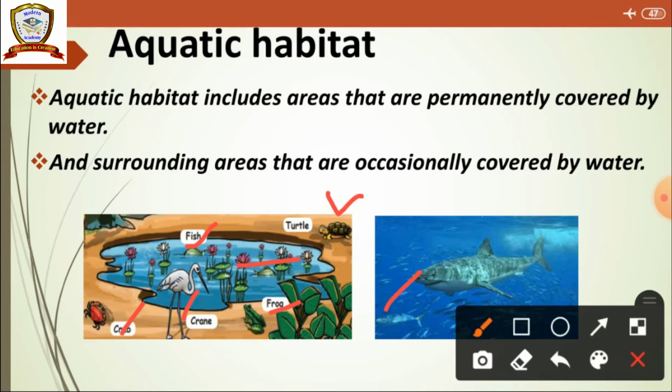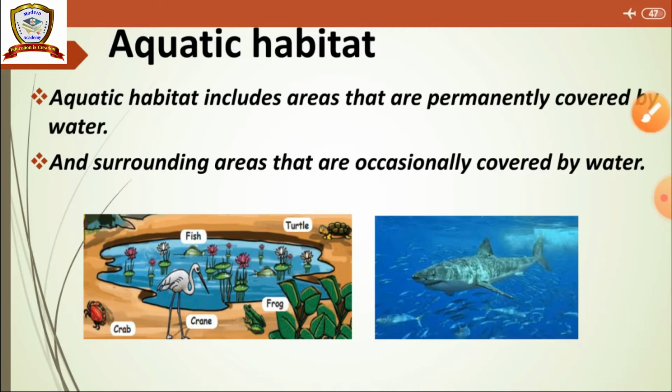So here also you can see some animals and plants. These are called marine water habitat, and this is called freshwater habitat. In detail we'll study in the next class.